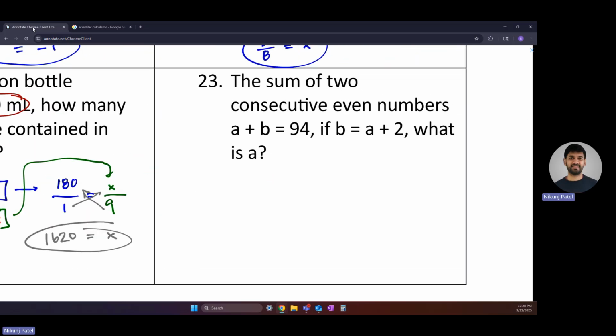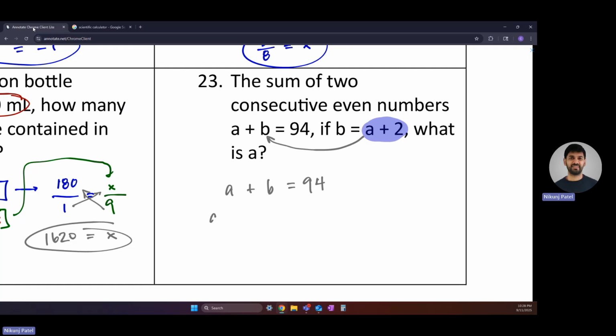And then the last one right here, it says the sum of two consecutive even numbers, a plus b, is equal to 94. If b equals a plus 2, what is a? So this one is a situation where we need to take one equation and input it into the other equation. So this tells us that b is a plus 2. b equals a plus 2. So let's take a plus 2 and replace it with b right there. A plus b equals 94.